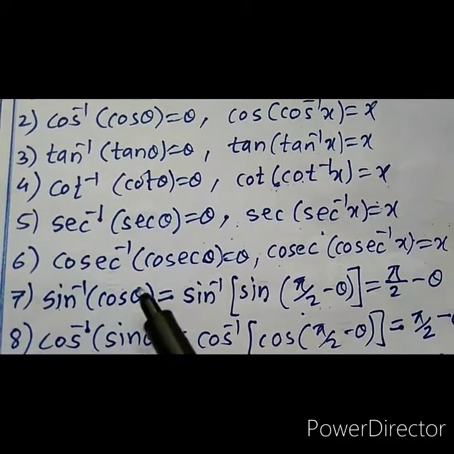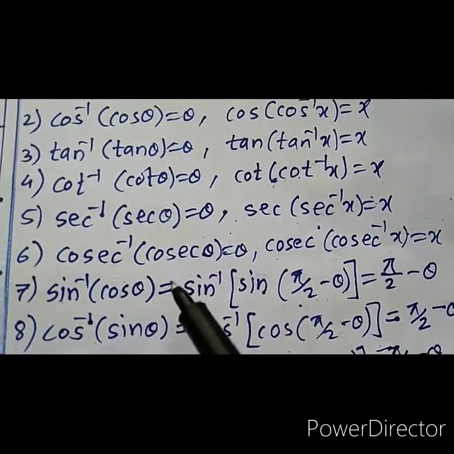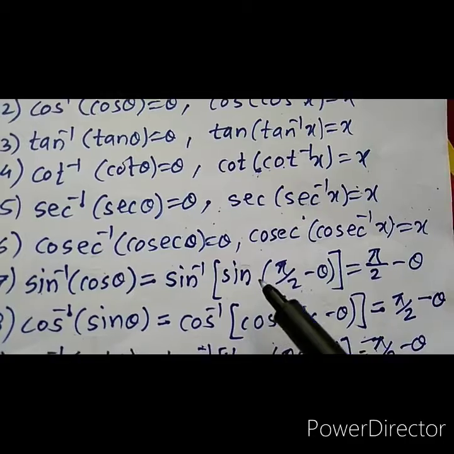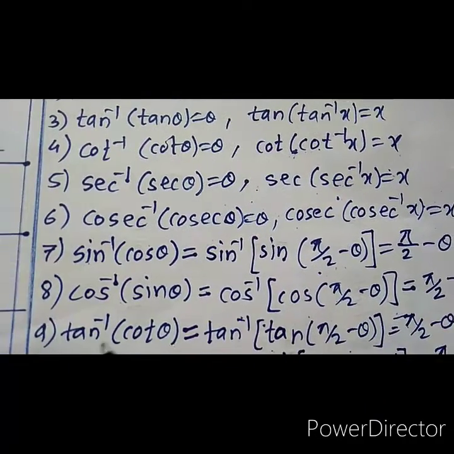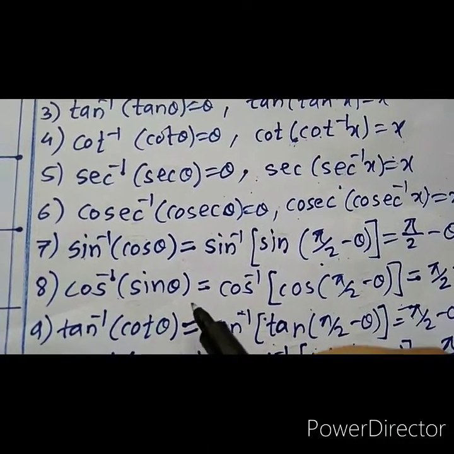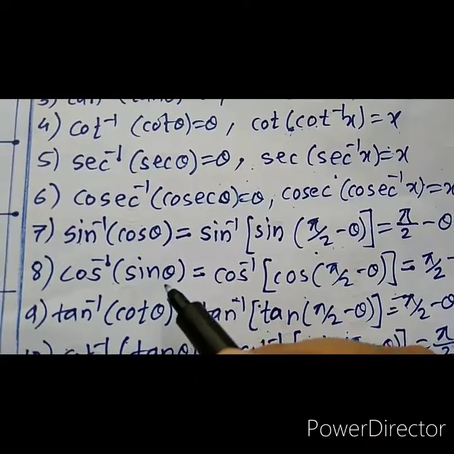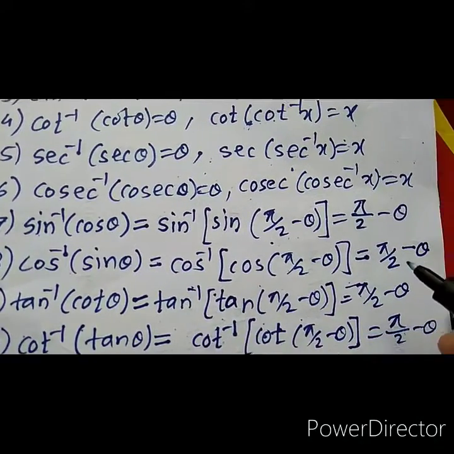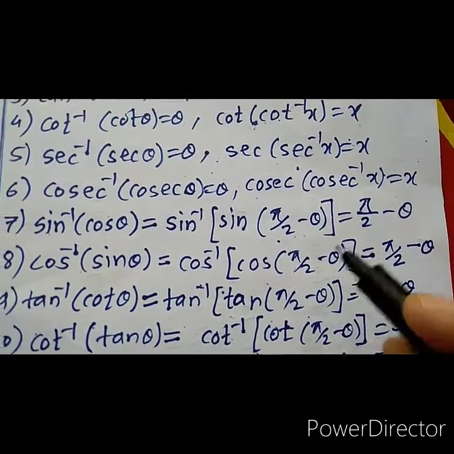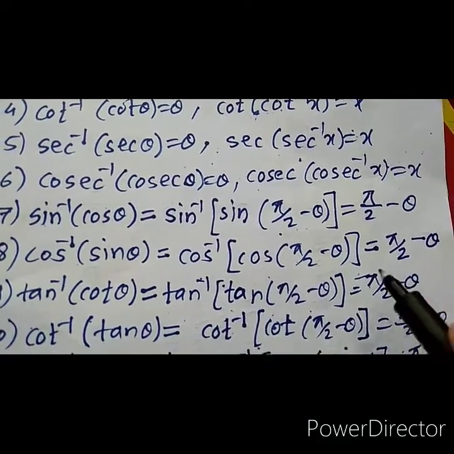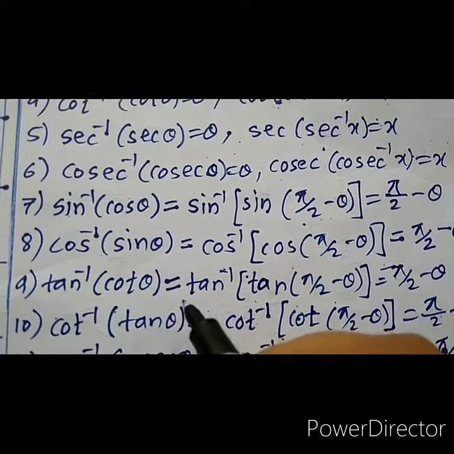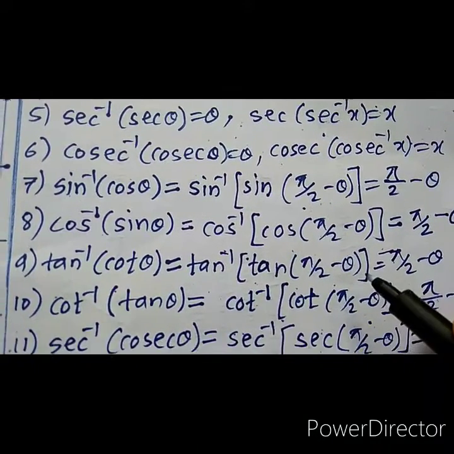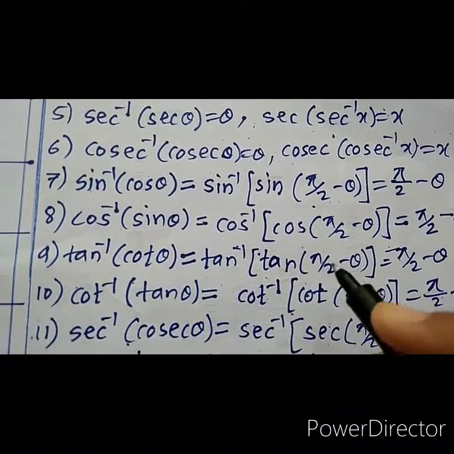Sine inverse of cos theta: in the place of cos theta we can put sine of pi by 2 minus theta. So sine inverse and sine get cancelled and we will get pi by 2 minus theta. Number 8, cos inverse of sine theta. In the place of sine theta we can replace cos of pi by 2 minus theta. So cos inverse and cos get cancelled and we will get pi by 2 minus theta. So cos inverse of sine theta is equal to pi by 2 minus theta. Tan inverse of cot theta: it means tan inverse of tan of pi by 2 minus theta, and we will get pi by 2 minus theta.